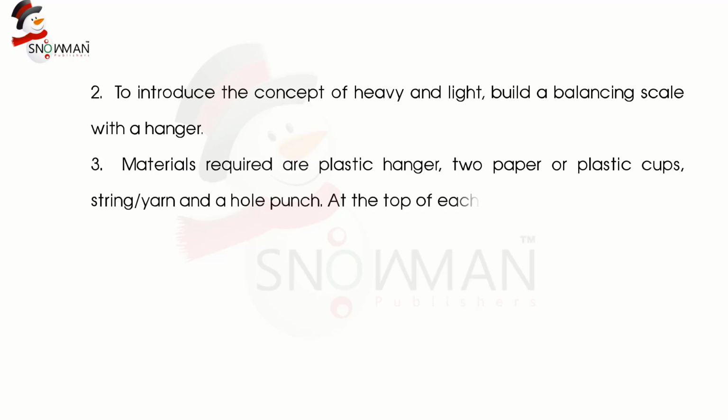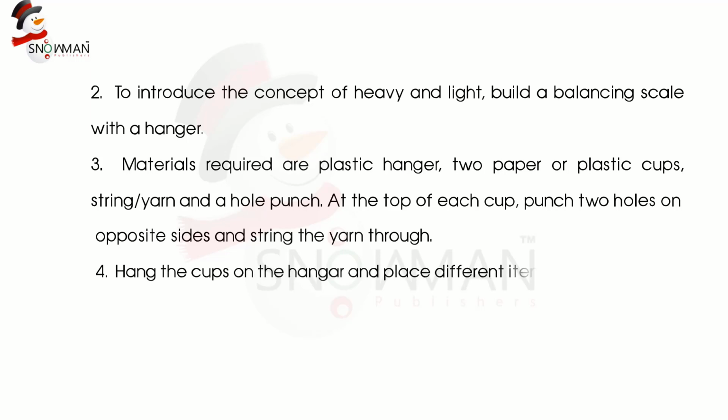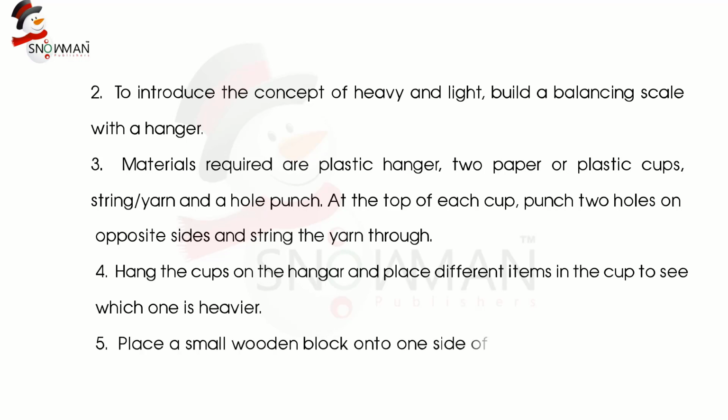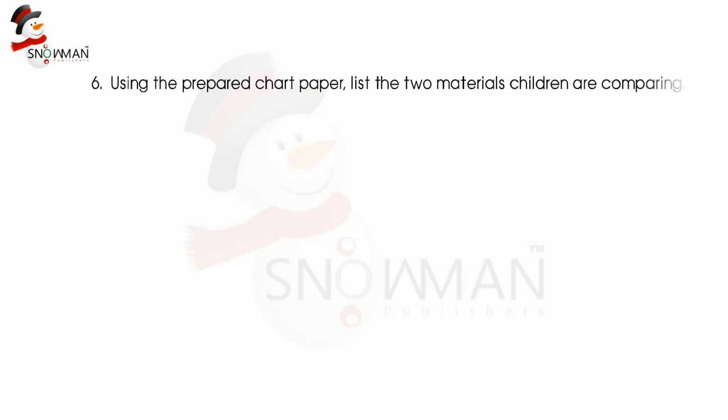At the top of each cup, punch 2 holes on opposite sides and string the yarn through. 4. Hang the cups on the hanger and place different items in the cups to see which one is heavier. 5. Place a small wooden block onto one side of the scale and a cracker on the other side. Using the prepared chart paper, list the 2 materials children are comparing.